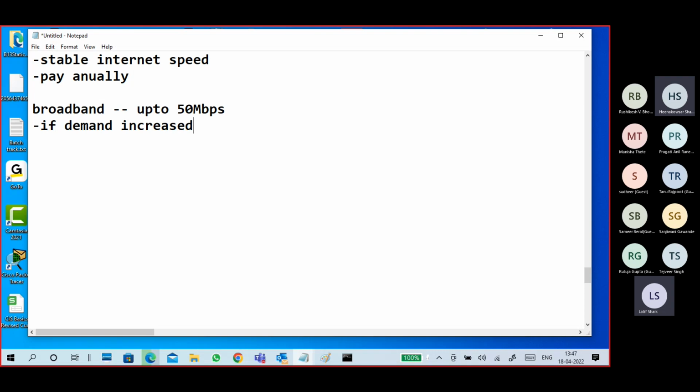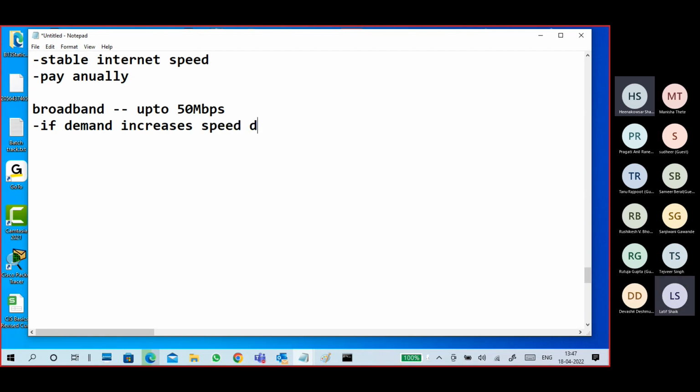If demand increases, speed decreases. Okay, if demand is increasing, speed is decreasing. So that's very simple. If demand increases, speed decreases.